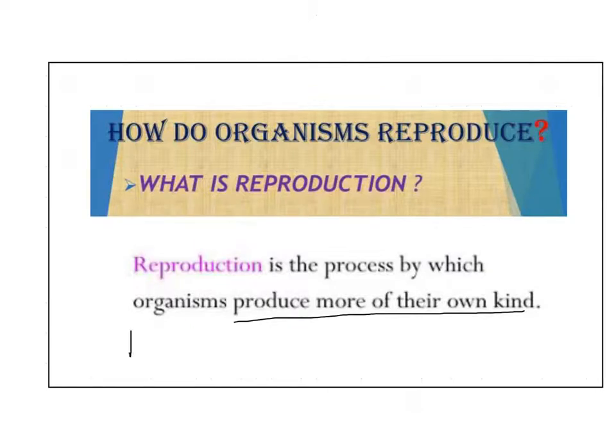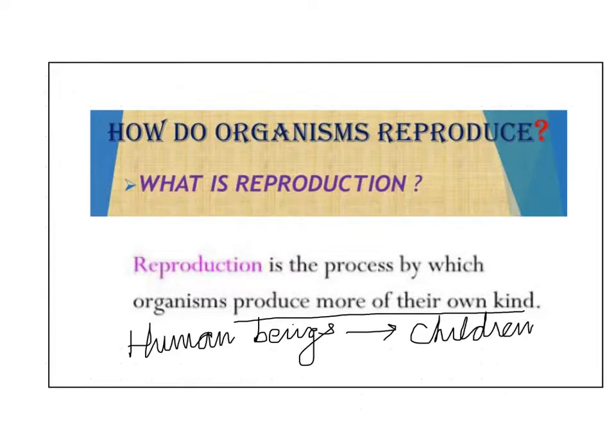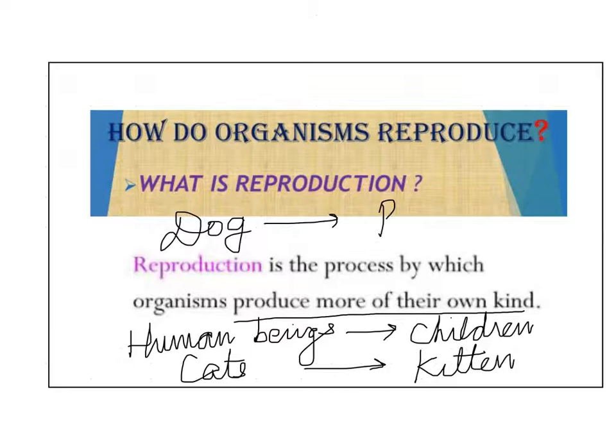Like in the case of human beings, they produce their children. Isn't it? A cat produces kittens. A dog produces pups, that we call puppies. So every organism produces an organism of its own type. So this process is referred to as reproduction.